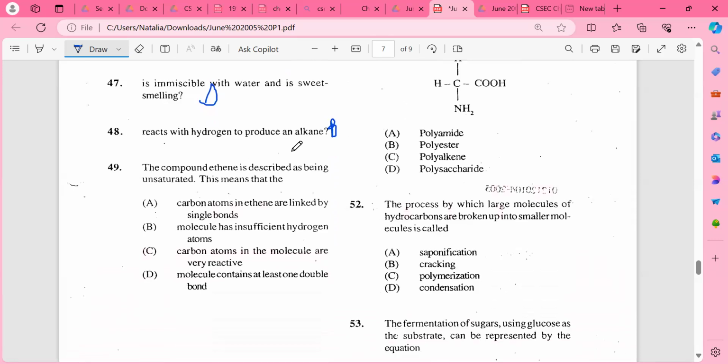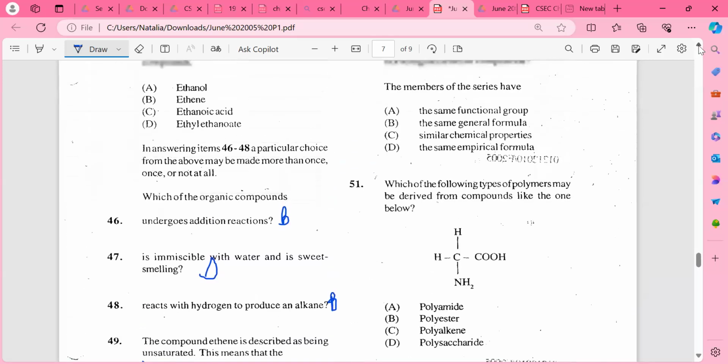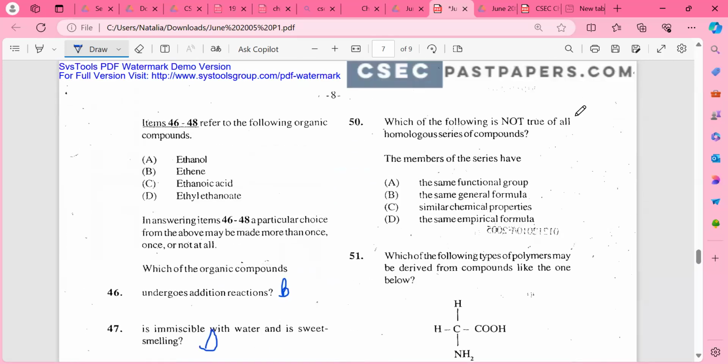The compound ethene is described as being unsaturated. This means that unsaturated compounds have double bonds, so the molecule contains at least one double bond. Which of the following is not true of all homologous series? Members in the series have the same functional group. That's true. Same general formula, similar chemical property. They do not have the same empirical formula.